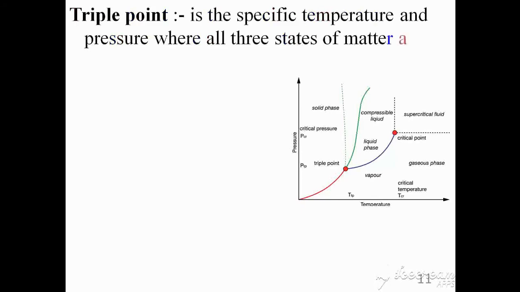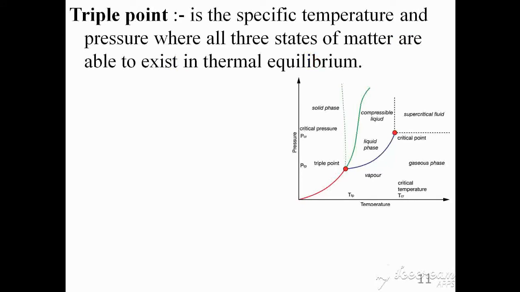From these curves we have about two points to be referred. Look, the lower red dot from the graph is just depicted by a triple point. Triple point is a specific temperature and a pressure where all three states of matter are able to exist in thermal equilibrium. Look, this part of the graph, the left hand side, the solid phase.